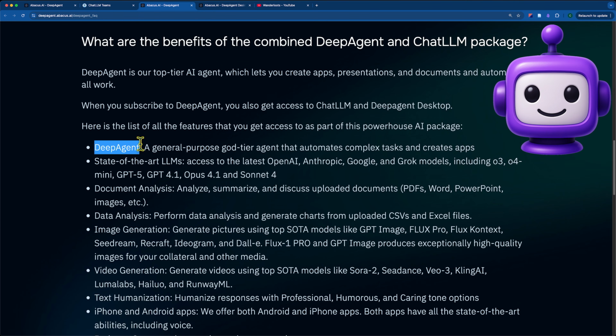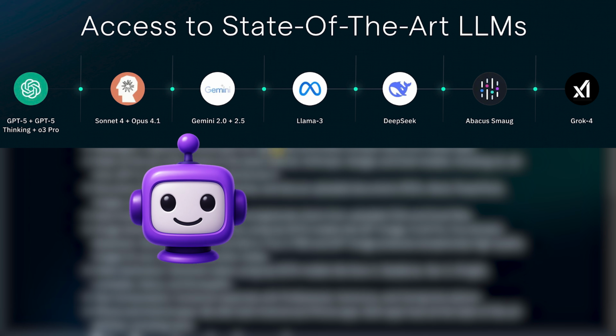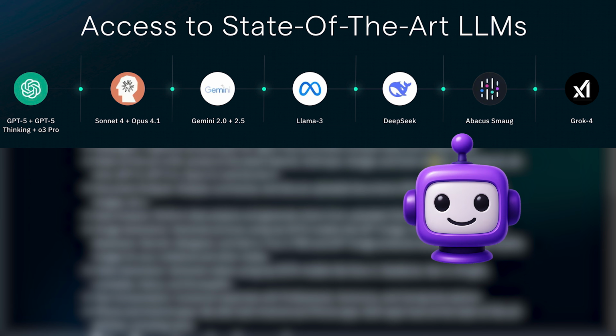As part of DeepAgent, you also get access to all those models. And the benefit here is that different models have different specialties. They have different levels of effectiveness for different types of tasks. So by having all of the models in one place, the DeepAgent can switch between the different models depending on what you're asking it to do.